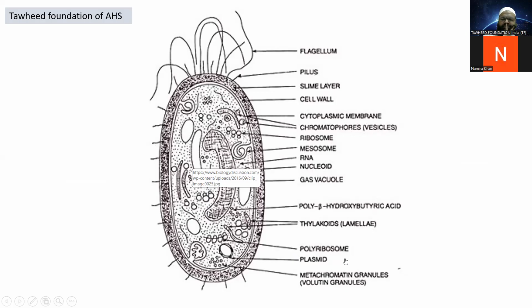Plasmid, it is a small circular DNA molecule independent of chromosomal DNA. It carries genes that may confer advantages such as antibiotic resistance. Lastly, metachromatic granules or volutin granules. They are stored granules of inorganic phosphate and serve as energy reserves or a phosphate source.